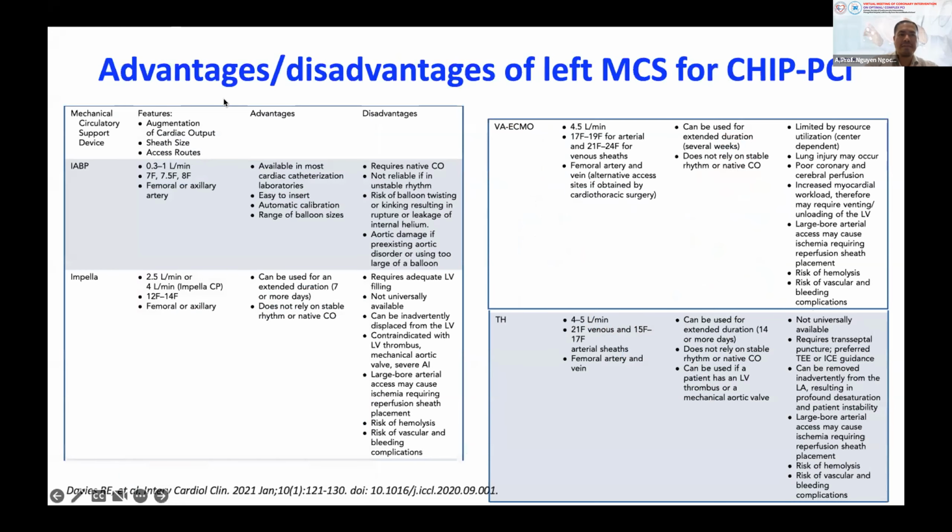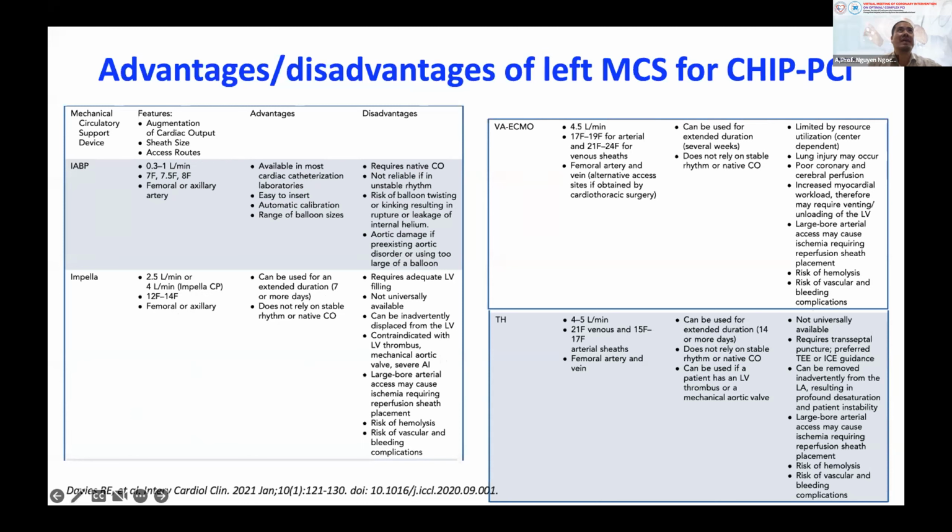So here is a summary of the advantages and disadvantages of mechanical cardiac support for PCI. You can see here that IABP is very available and easy to insert, but sometimes it requires native cardiac output. That's why, if the LV function is very low, then IABP is not good. You can also have some aortic damage if the patient already has aortic disease. Impella can be used for an extended duration but is not universally available, especially in Vietnam. It is too costly, and it is contraindicated if you have LV thrombus.